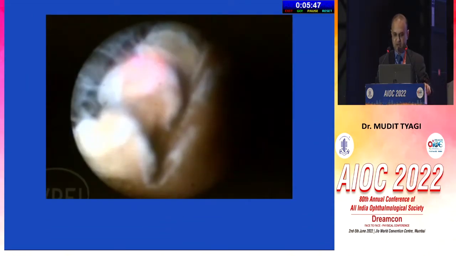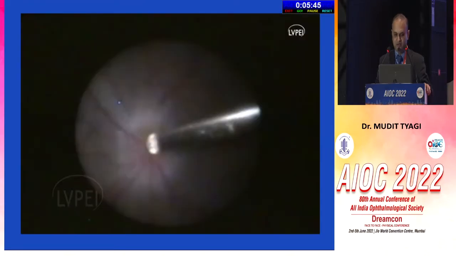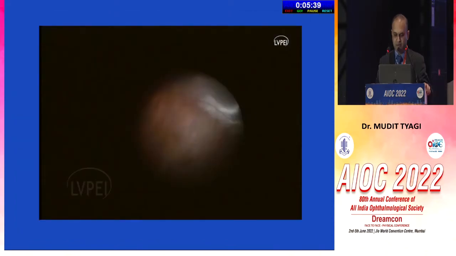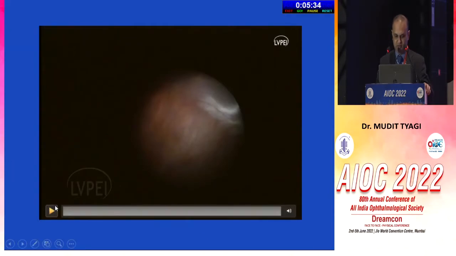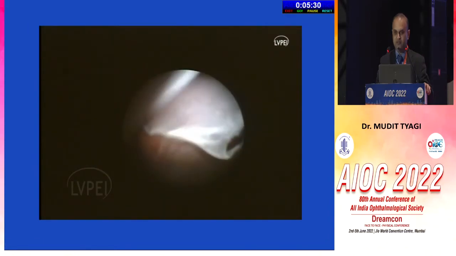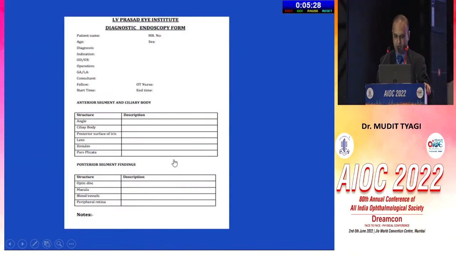So these are some other cases where an endoscopy allows us visualization of ciliary bodies, allows us to visualize membranes and do a PVD and complete surgery. Membrane peelings can be done. Peripheral retinal detachments can be assessed in these cases. So peripheral retinal detachments, peripheral breaks, all of these can be assessed with the help of an endoscope.